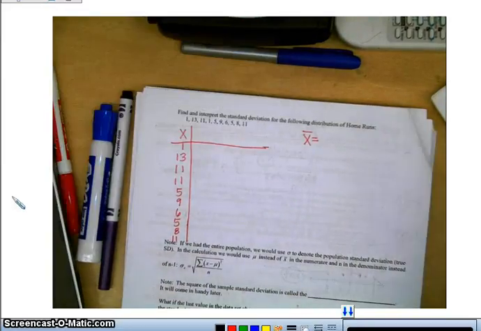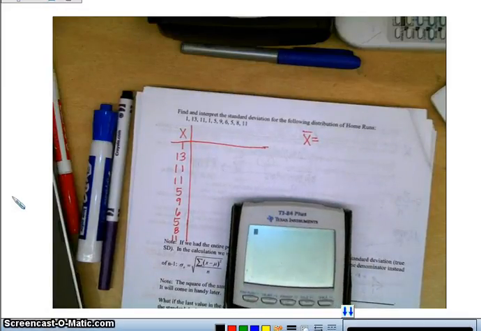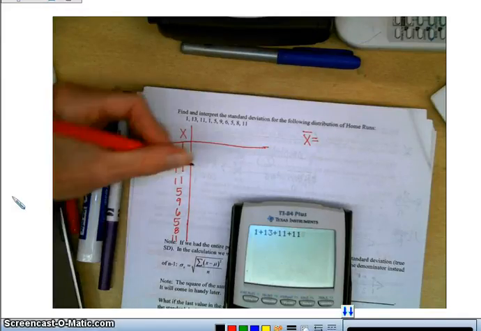To find my x bar, I'm just going to use my calculator. I'm going to add up 1 plus 13 plus 11 plus 11. You have 11 three times, you need to change my 11 to a 1. The fourth one's 1. It goes 1, 13, 11, 1, 5, 9, 6, 5, 8. Okay.